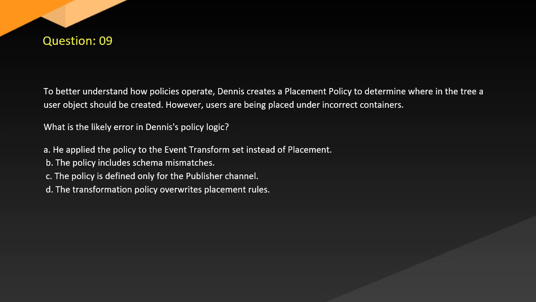Question 9. To better understand how policies operate, Dennis creates a placement policy to determine where in the tree a user object should be created. However, users are being placed under incorrect containers. What is the likely error in Dennis's policy logic? A. He applied the policy to the event transform set instead of placement. B. The policy includes schema mismatches. C. The policy is defined only for the publisher channel. D. The transformation policy overwrites placement rules.